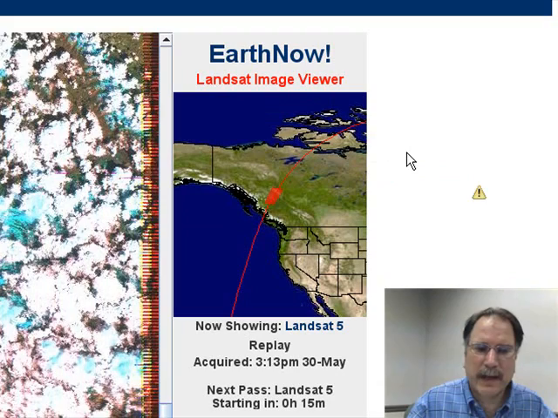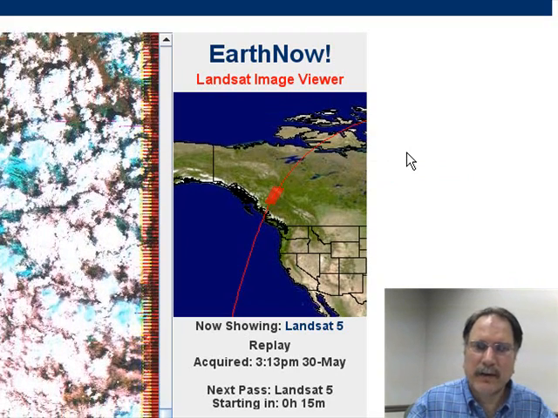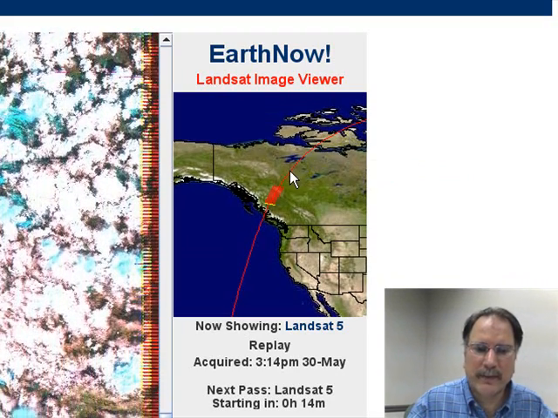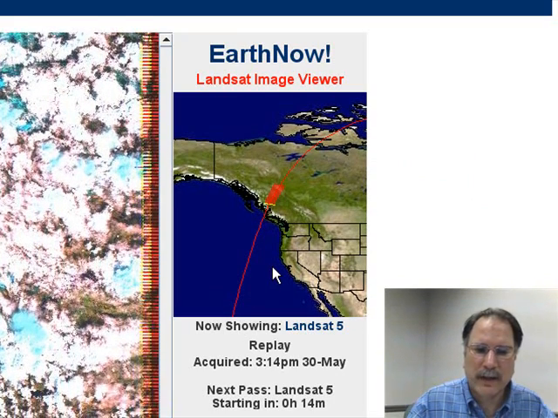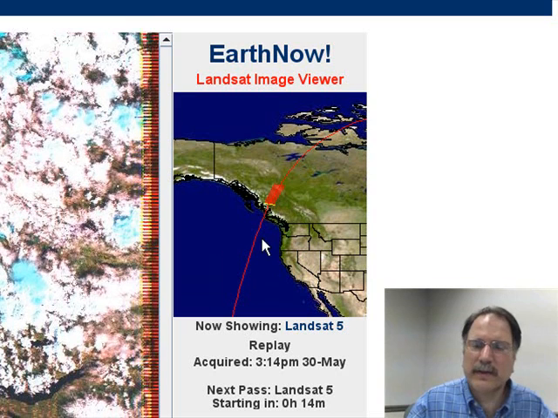This website happens to be from the USGS. All you have to do is Google Earth now to see this particular polar orbiting type path that again is now headed for a data poor ocean region, in this case the Pacific Ocean.